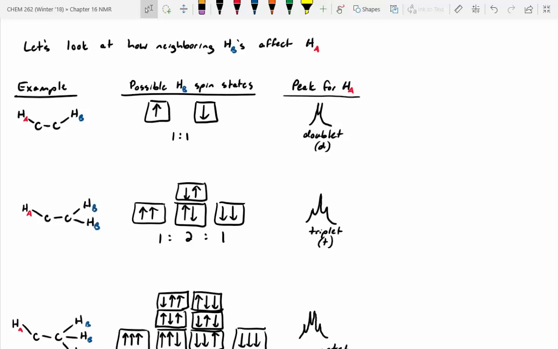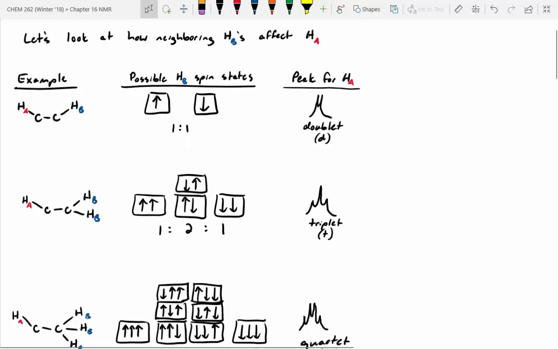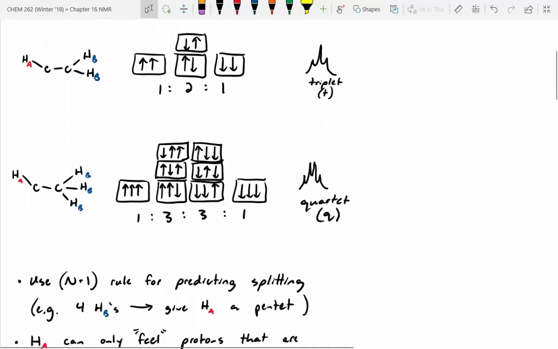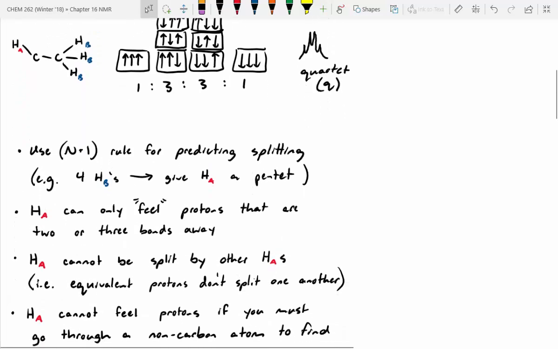And we said if you have one 3-bond neighbor, it gets split into a doublet. If you've got 2 3-bond neighbors, it gets split into a triplet. If you've got 3, it gets split into a quartet. And if you've got more than that, you can use the n+1 rule, right? So 4 neighboring HBs would give HA a pentet. I wrote quintet. Most people would say pentet over a quintet.